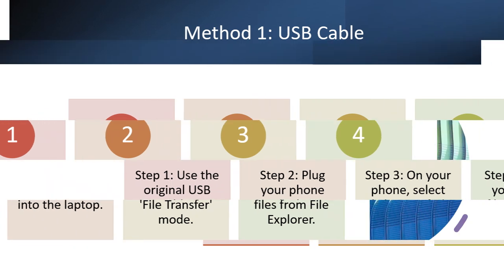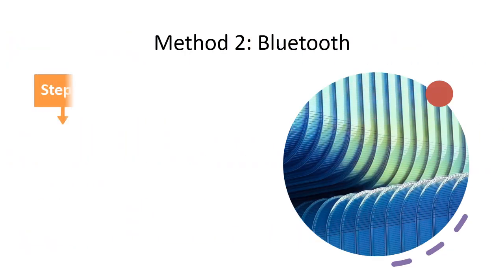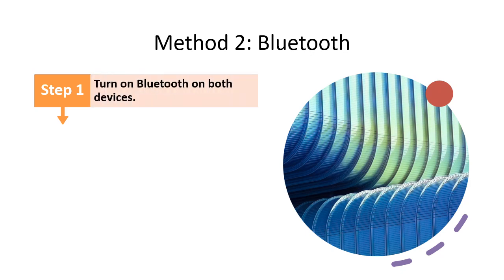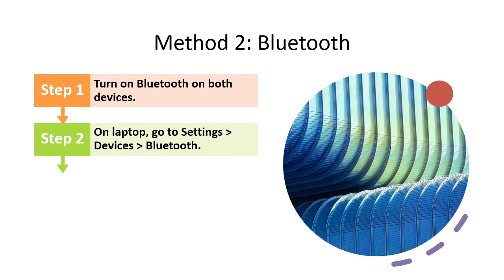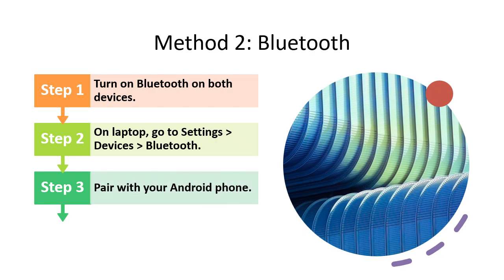Method 2. Bluetooth. You can also connect using Bluetooth. Turn on Bluetooth on both your laptop and phone. On your laptop, go to Settings, then Devices, and select Bluetooth. Pair with your phone, and once connected, you can share files wirelessly.